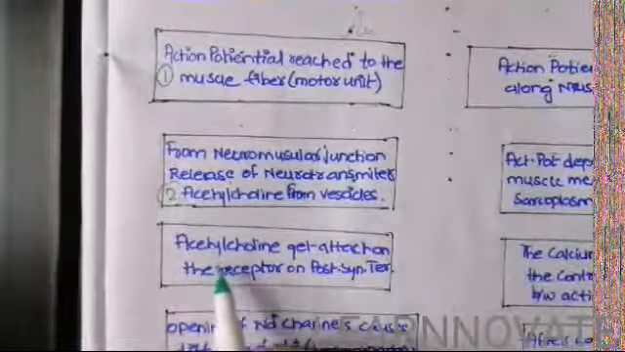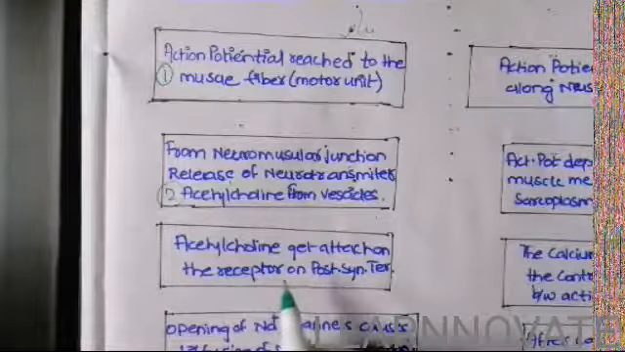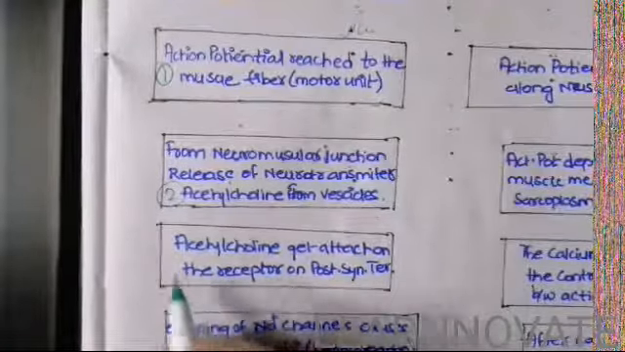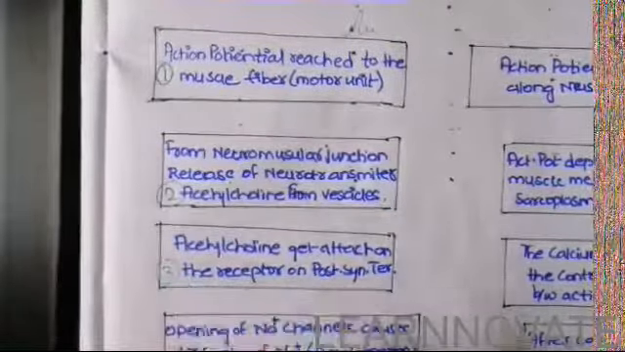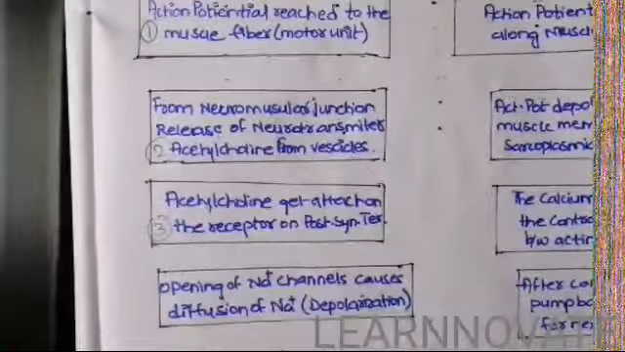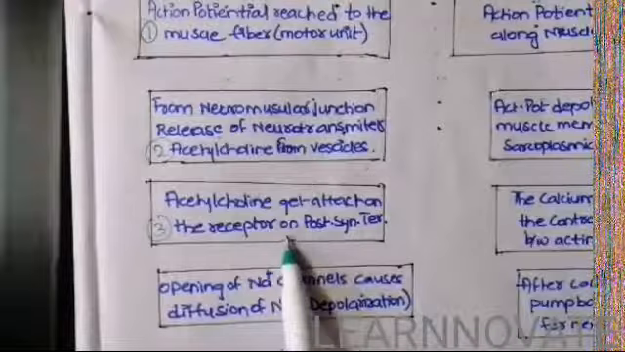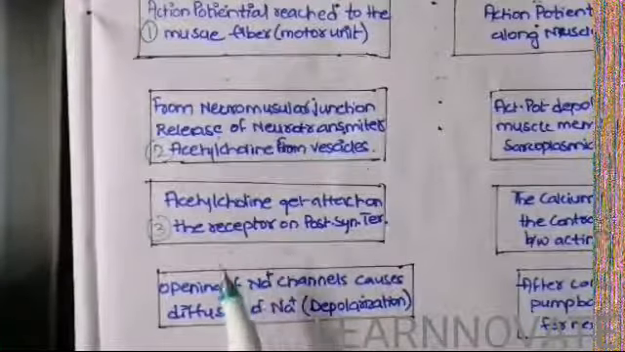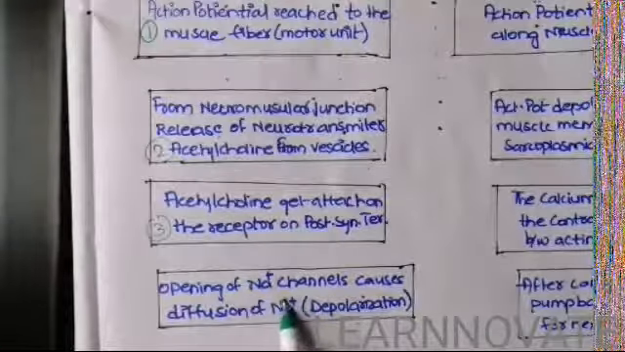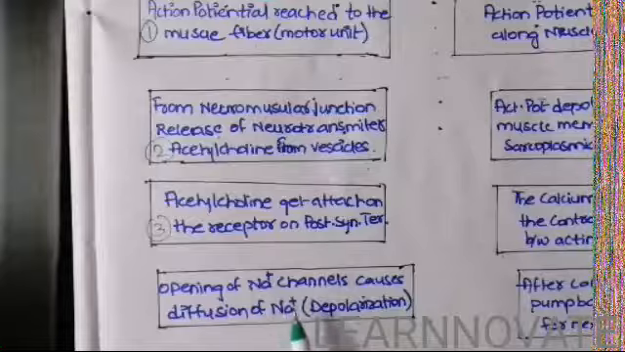After this, the neurotransmitter, most probably acetylcholine, will attach to the receptors present on the postsynaptic terminal. The receptors on the postsynaptic terminal are specific for acetylcholine. After that, the postsynaptic membrane becomes attached with the acetylcholine. And now this acetylcholine will cause the opening of the sodium channels, the specialized channels present on the postsynaptic terminal.